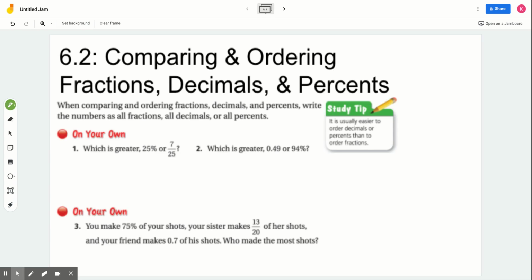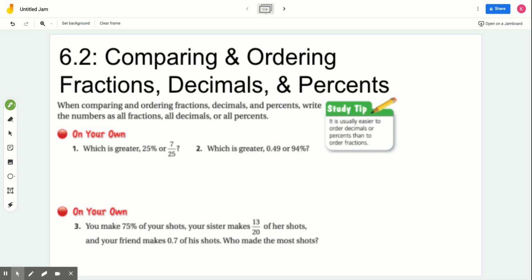In lesson 6.2, we're going to be discussing comparing and ordering fractions, decimals, and percents. When comparing and ordering fractions, decimals, and percents, write the numbers as either all fractions, all decimals, or all percents. They have to be in the same format in order to be able to compare or order them correctly. It is helpful to write them as either decimals or percents because they are easier to compare. When we use fractions, they have to have the same denominator in order to be able to compare them.